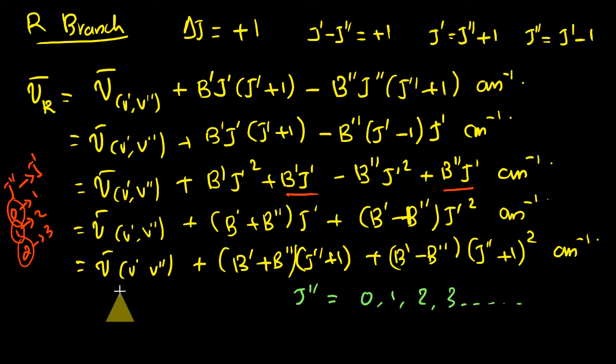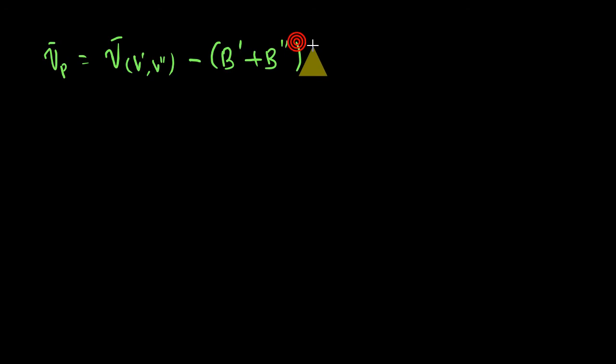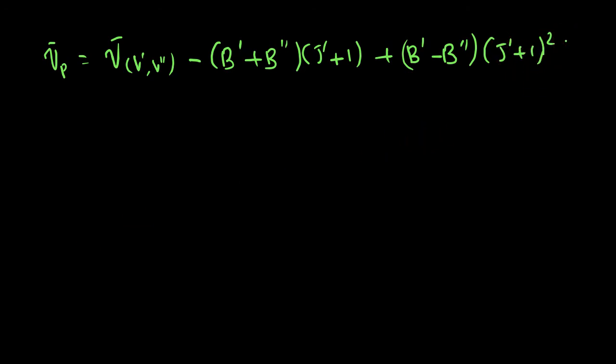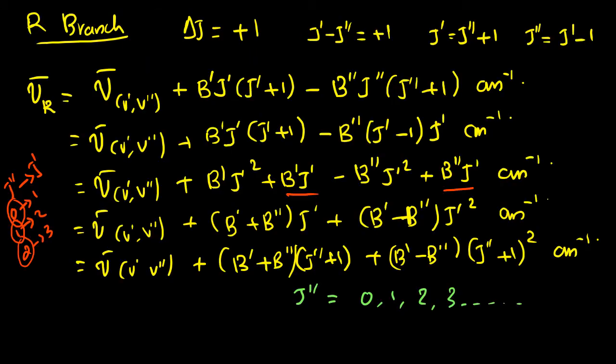Okay. So now you compare these two equations. Let me write these two equations once again in the next slide. I will write the expression for the P branch, that is nu bar P. Nu bar P is equal to nu bar V prime V double prime minus B prime plus B double prime into J prime plus 1, plus B prime minus B double prime into J prime plus 1 the whole square. This was the expression we already got for this one.